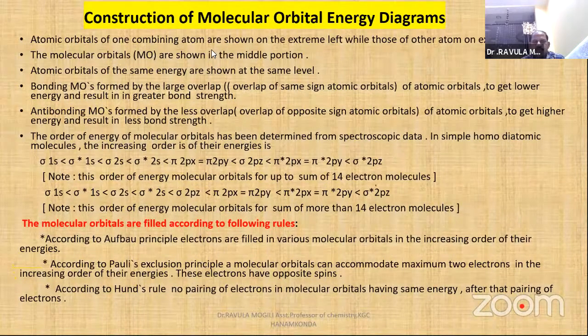Atomic orbitals of one combining atom are shown in the extreme left, while those of the other atom are in the extreme right. So the molecular orbitals are shown in the middle portion.